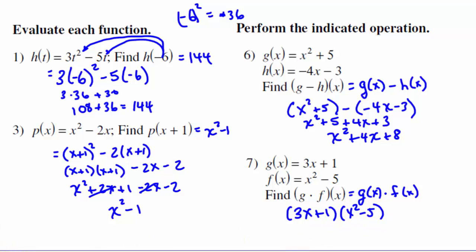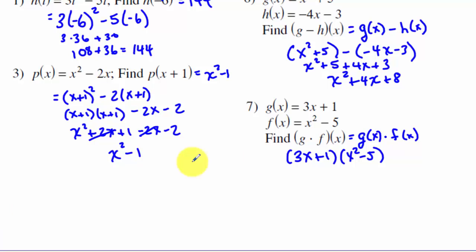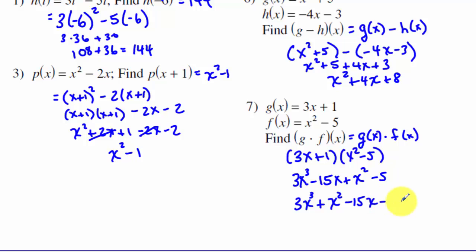And to multiply two expressions, we're just going to FOIL it. So 3x times x squared would be 3x cubed. 3x times -5. 1 times x squared. And 1 times -5. And now we just arrange it in standard form with the x's in decreasing powers. And we have our answer for multiplying two functions.